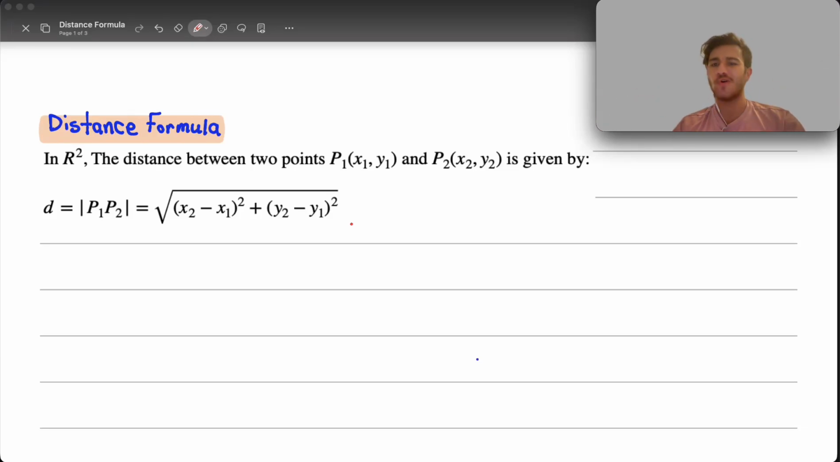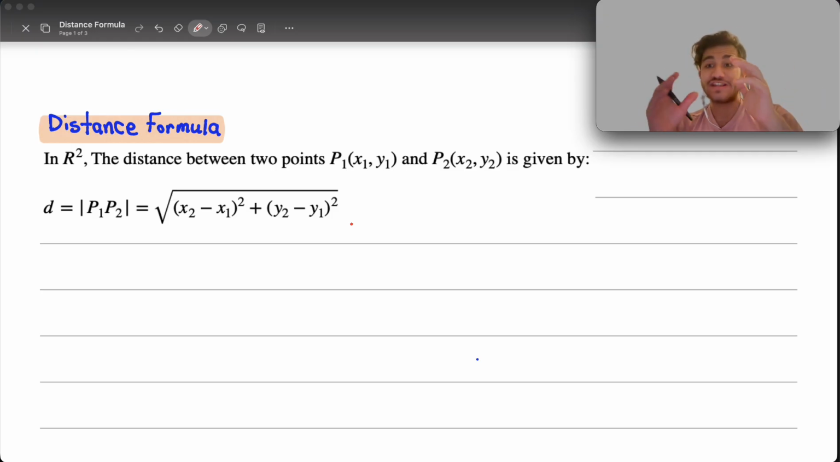This video is all about deriving the distance formula from the Pythagorean theorem. So let's go and see. We're going to discuss both the cases in 2 and 3-dimensional spaces. We're going to start with the easiest case, which is R2, or 2D.